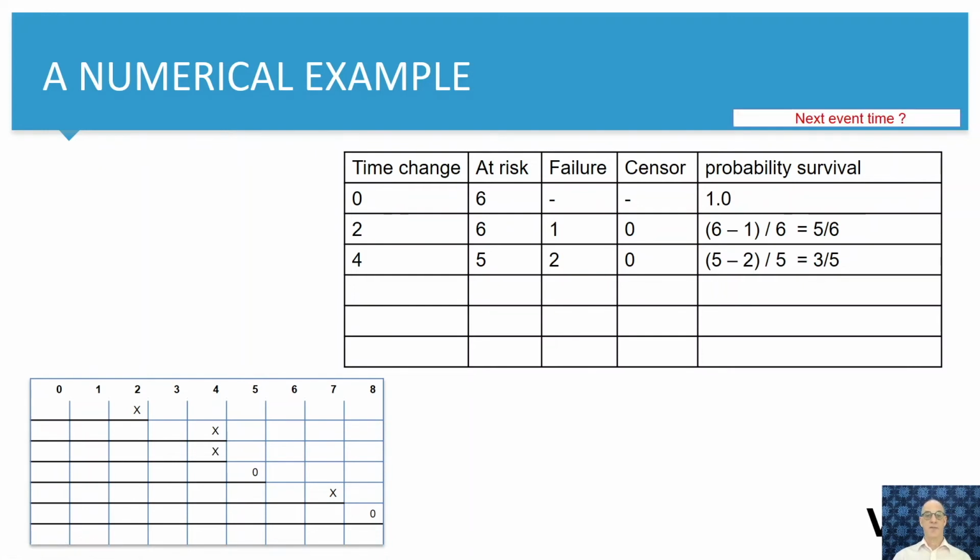The next time an event happens is at period 5, here. How many people were at risk?